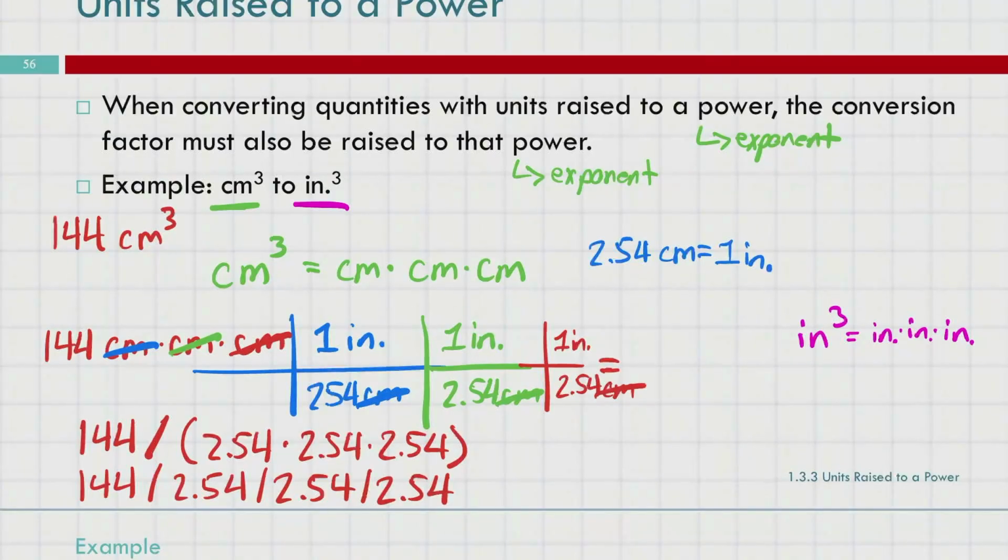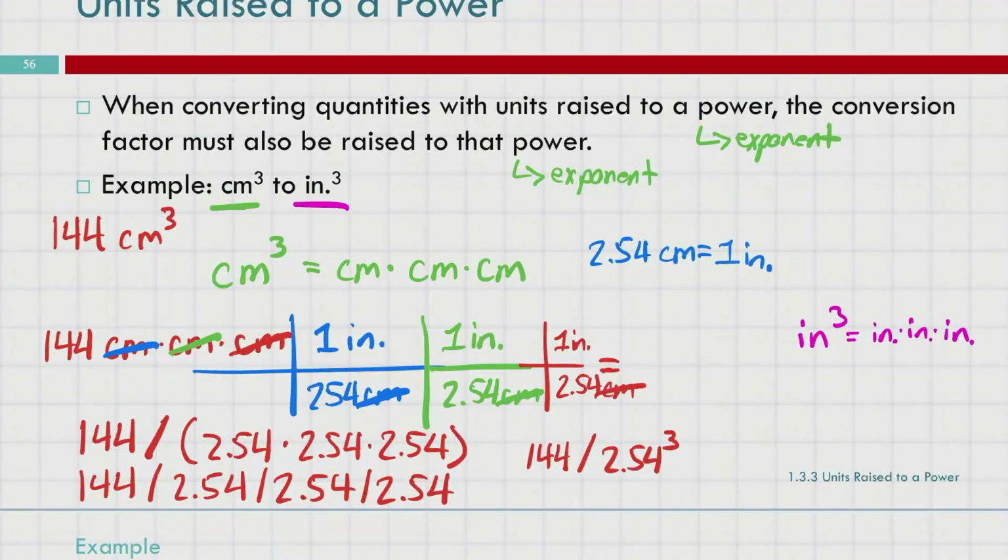And then there's the secret third way, which is 144 divided by 2.54 raised to the 3rd power. That should also get you the correct answer. Those are all exactly the same from your calculator's perspective. Does anyone have questions on this setup?